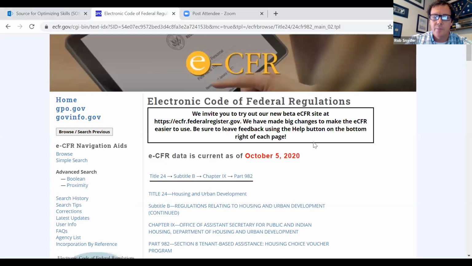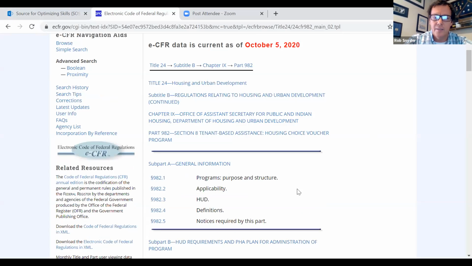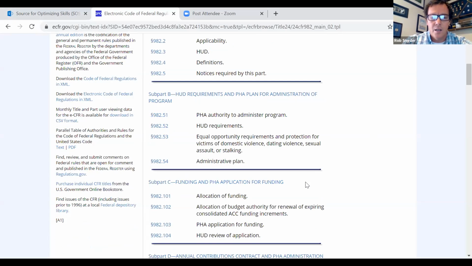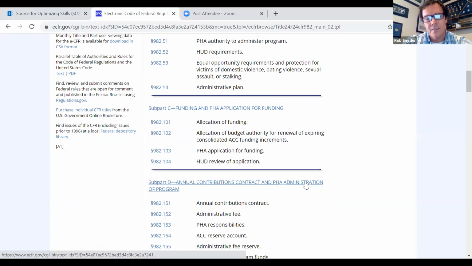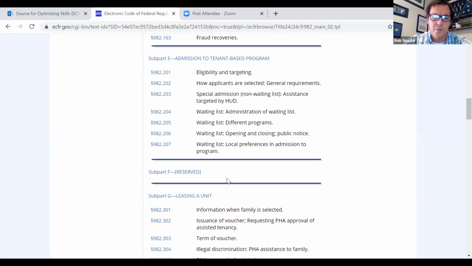So like I said, what is used to develop a guidebook is the Code of Federal Regulations, and specific to what I'm talking about today, Title 24, and then the subparts 900 series, 980s kind of covers the HCV program. There's lots of places on the web where you can find this information. The website I have up here is just the ECFR. And you can scroll down and see all the various sections and subsections that apply to the Housing Choice Voucher Program.